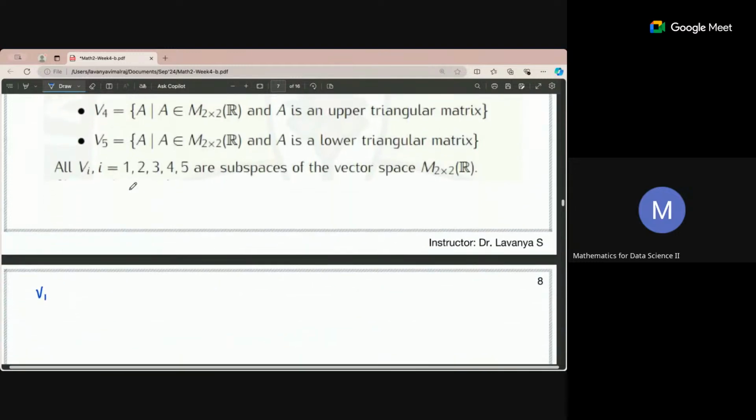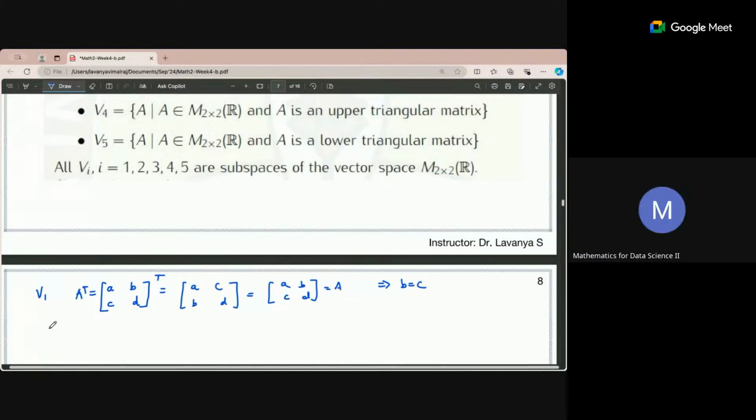So V1 consists of the set of all matrices [A, B; C, D]. Now, what is the transpose of this matrix? [A, C; B, D]. Now it is given that this is equal to [A, B; C, D], right? A transpose is equal to A. So if you compare these two, what do you get? B is equal to C. That's all.